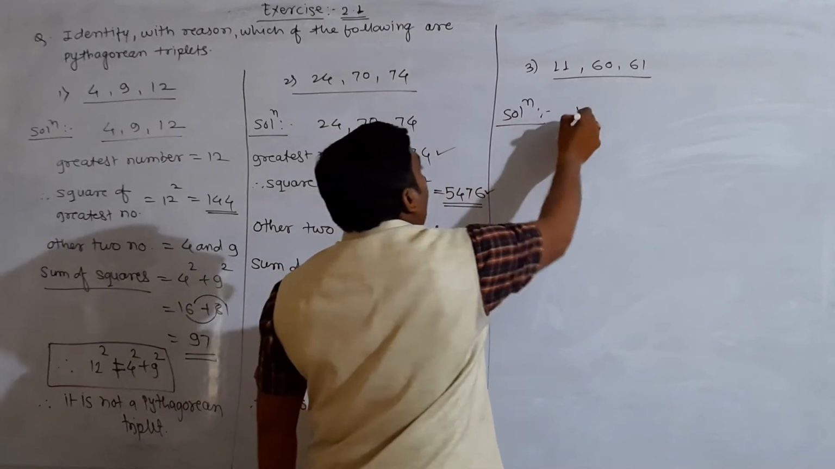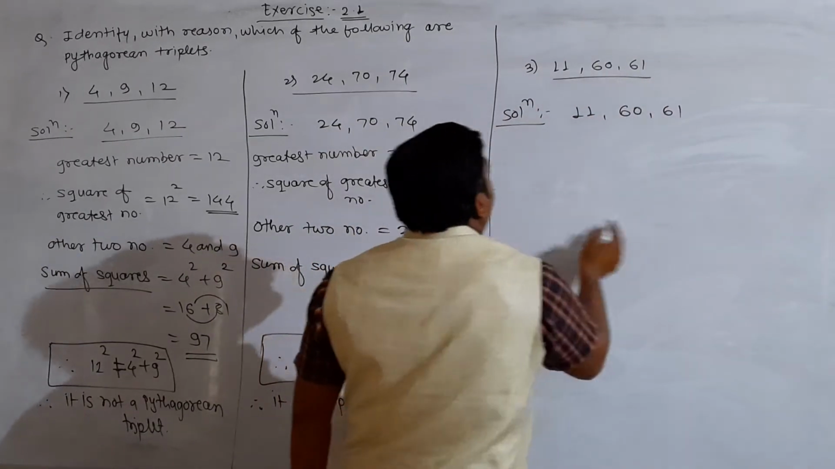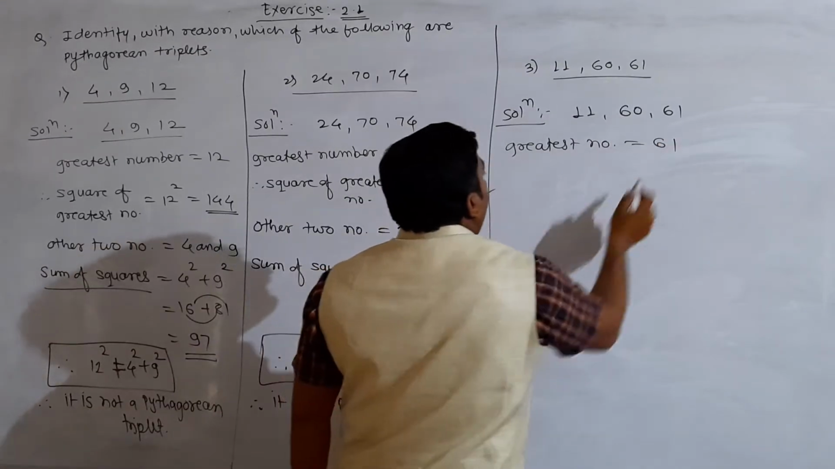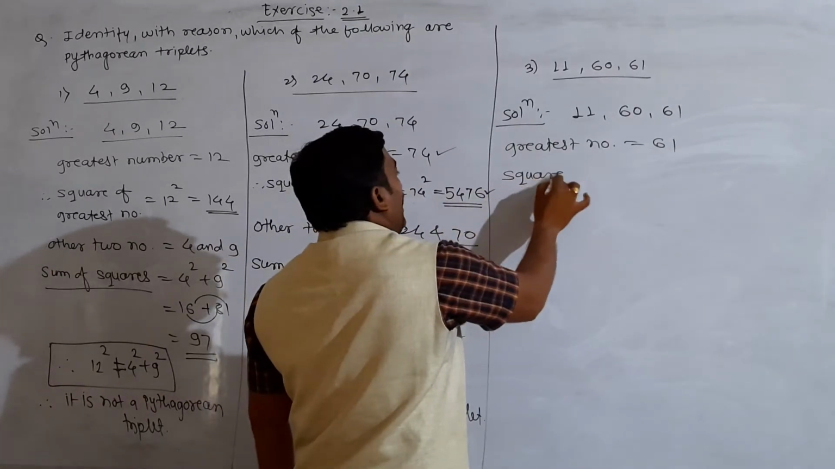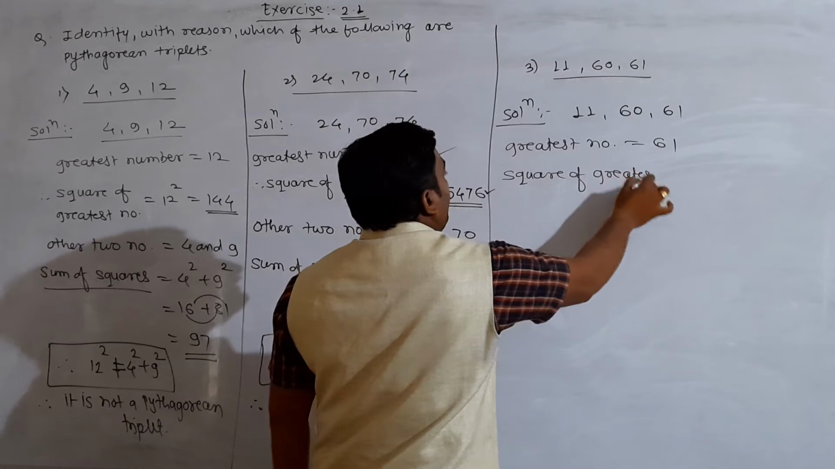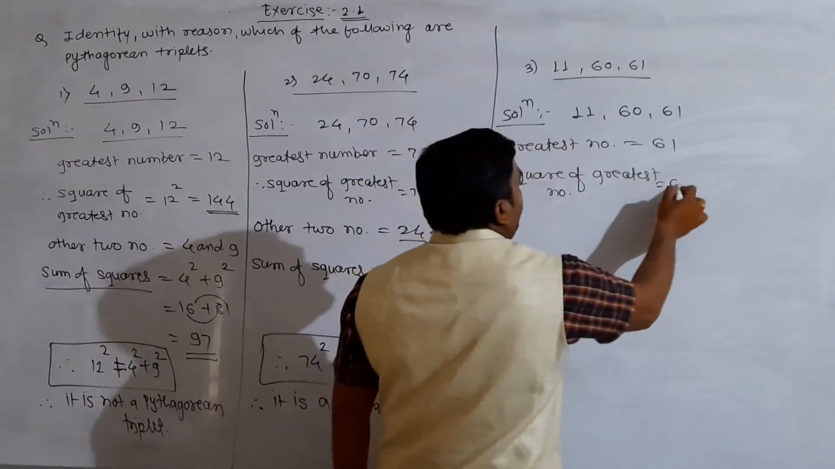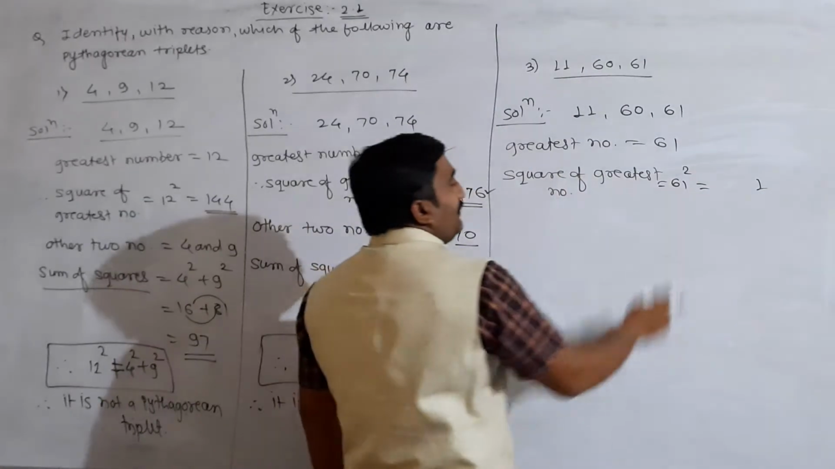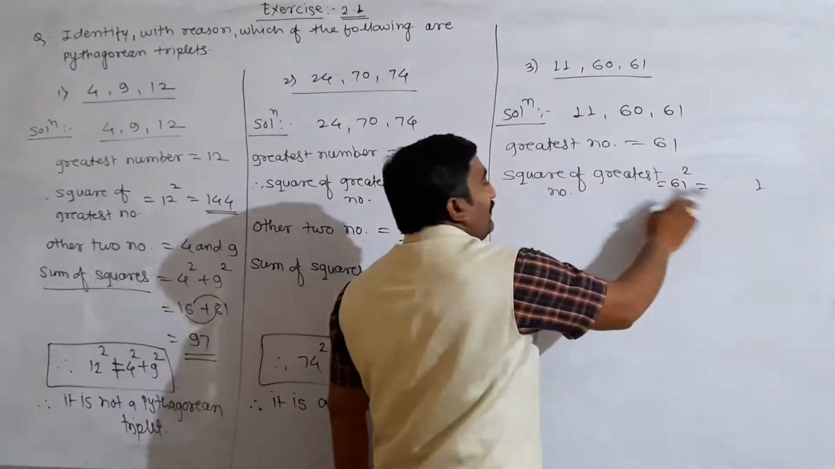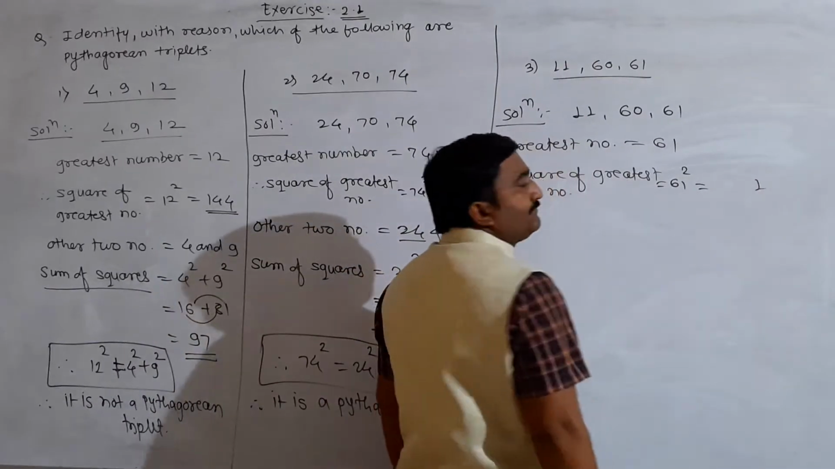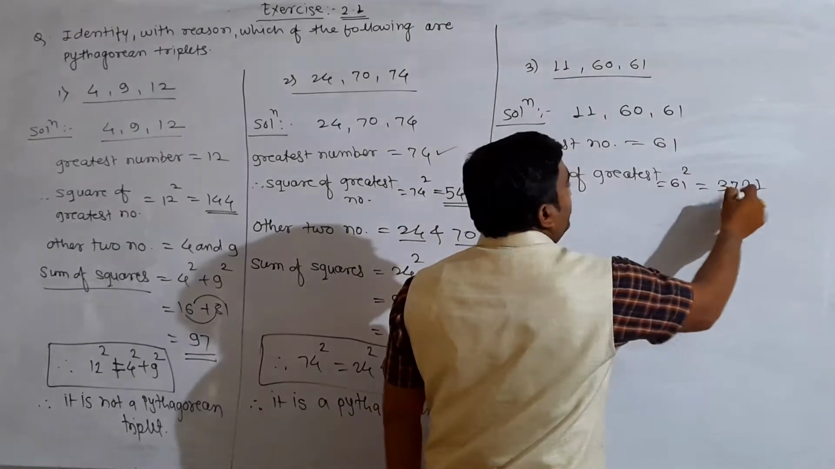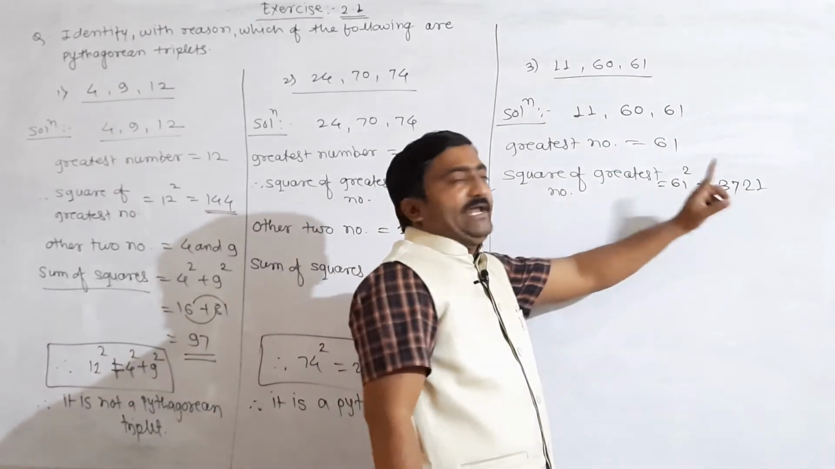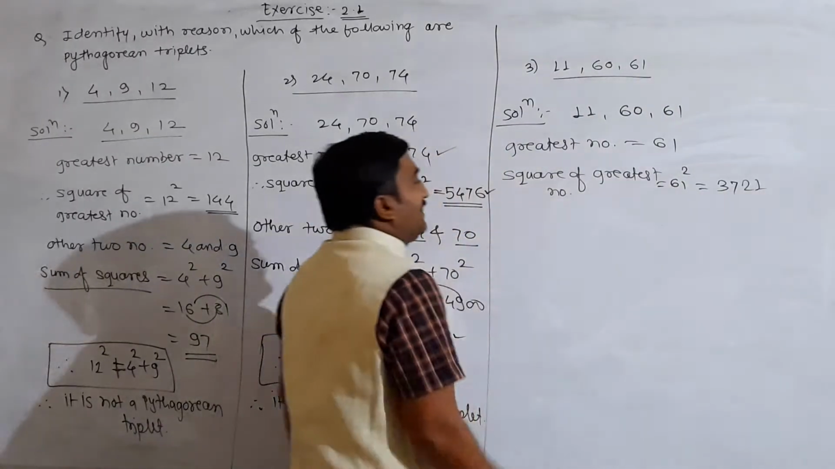The given three numbers are 11, 60 and 61. Which is the greatest number? 61. Therefore, the square of the greatest number, 61 square: 1 as it is, 6 twos are 12, write 2 and carry 1, 6 square is 36 plus 1 is 37, so 3721.